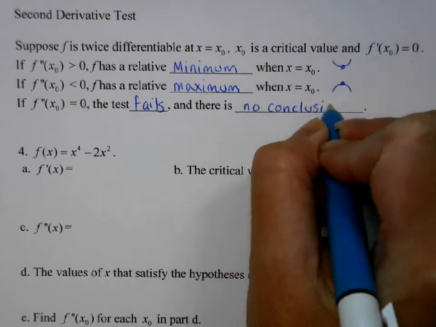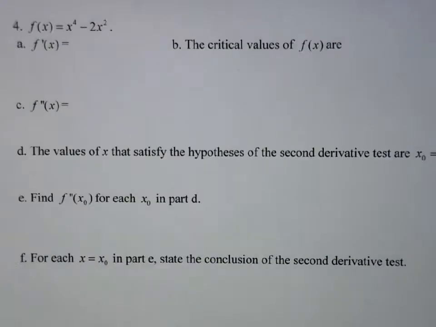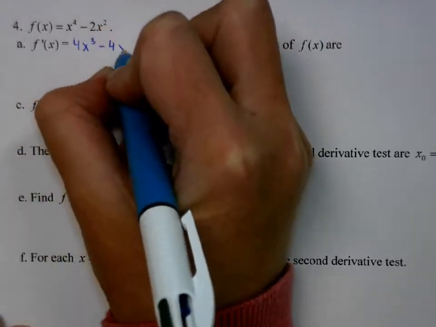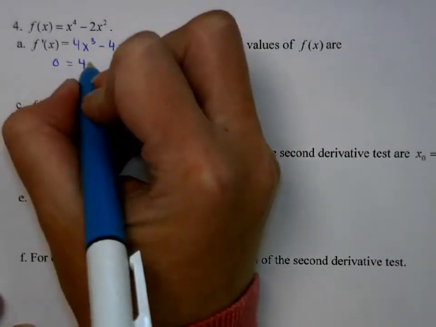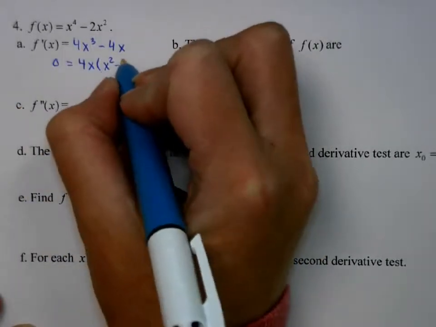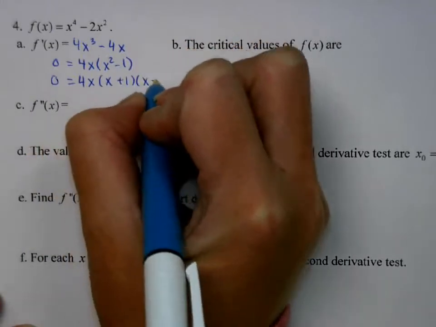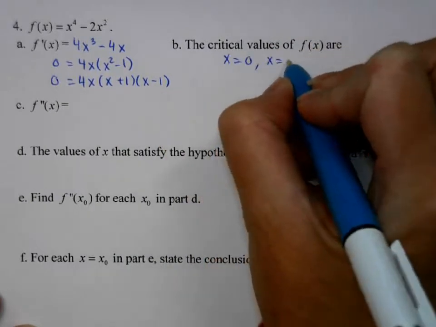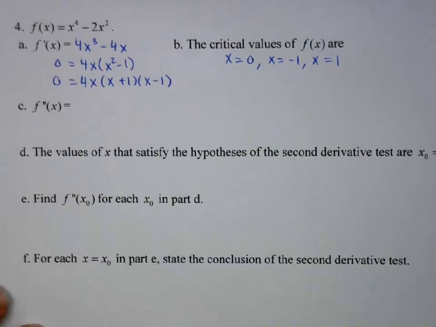Okay, so let's analyze a function. We have f of x equals x to the fourth minus 2x squared. So the first derivative would be 4x cubed minus 4x. The critical values are going to be when this equals 0. I can pull out a 4x, which gives me x squared minus 1. So that's going to be 4x times x plus 1, x minus 1. So the critical values are going to be 0, -1, and +1.